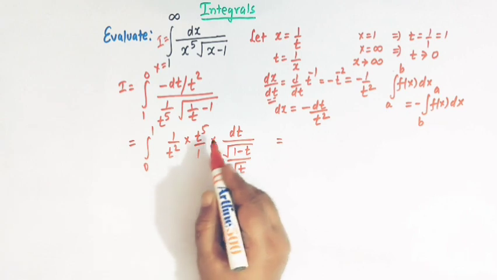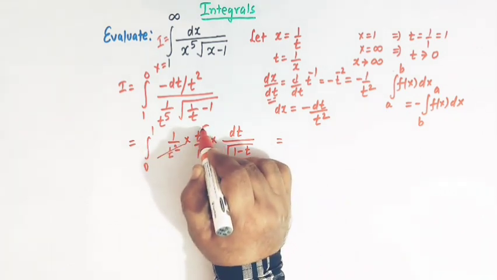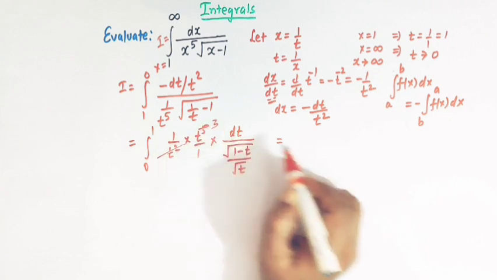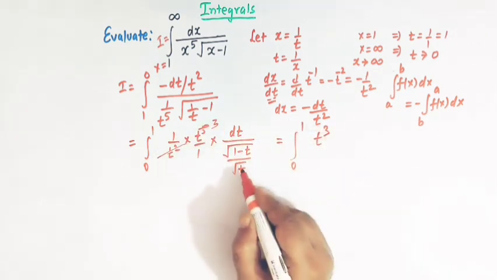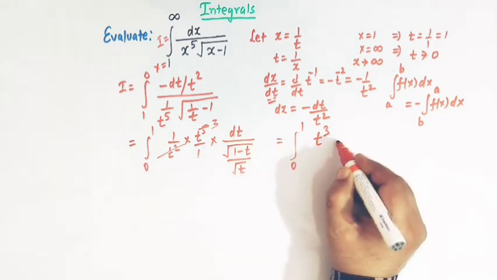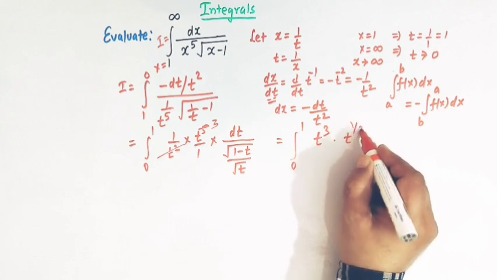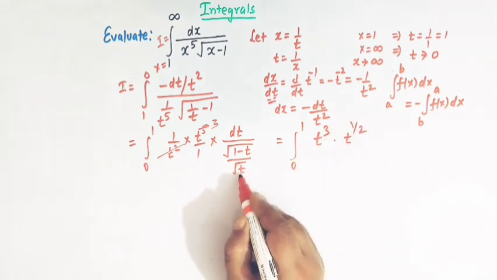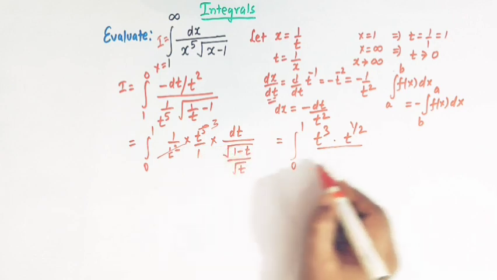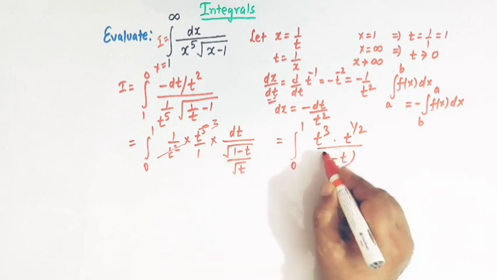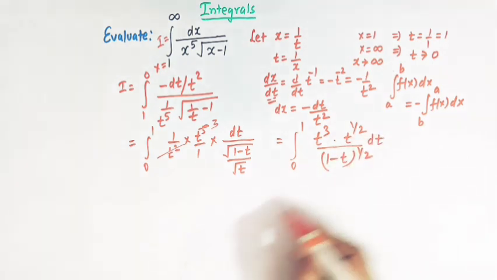So now this expression goes like this. Here t square gets cancelled, so we are left with t cube, and we have 0 to 1 t cube. Square root of t can be taken to the numerator. We have t raised to half. Square root of t can be written as t raised to half, and then square root of 1 minus t can be written as 1 minus t raised to half, and here we have dt.